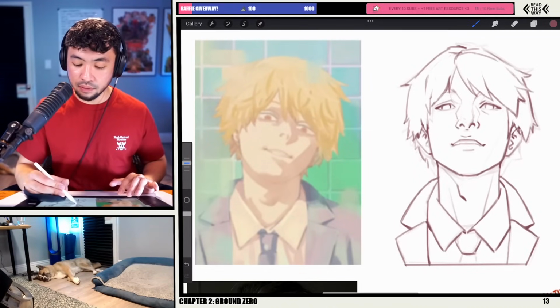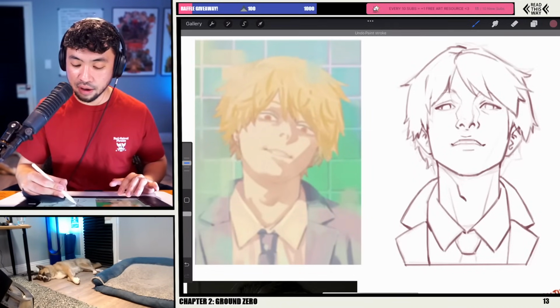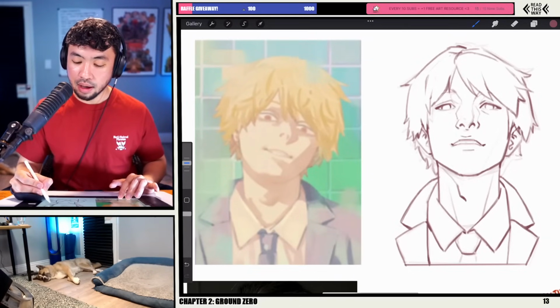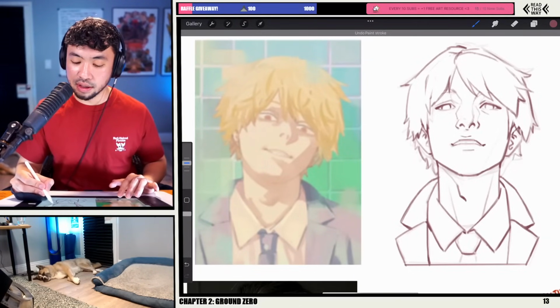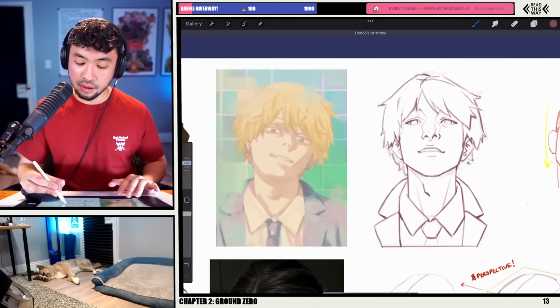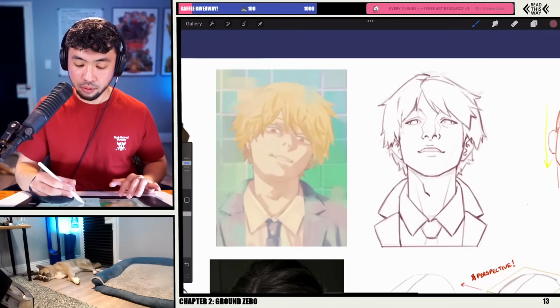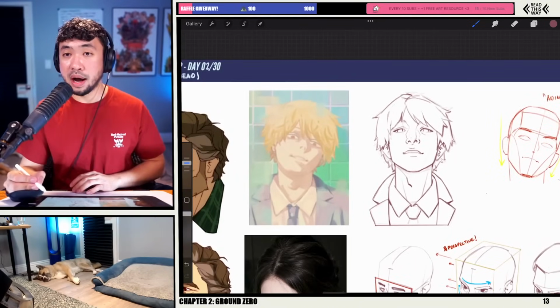Okay, so I think we've got here the rough hairstyle now, and then what I'll do is I'll go in and actually clean up some of the details. I think this will give us some of the texture that we're going to be looking for on Denji here, and then I think we'll be good. I'll clean it up a bit more, polish it.